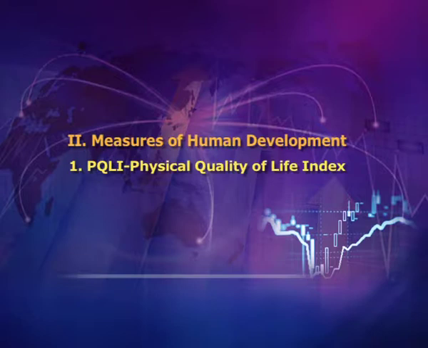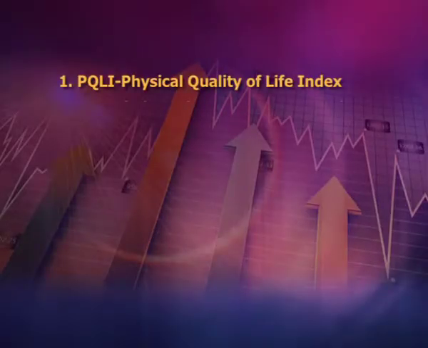The first measure of human development is PQLI, the Physical Quality of Life Index. This was developed in the mid-70s by Morris David Morris. It is an index of well-being of a nation represented by average life expectancy, infant mortality and literacy. How is this measure calculated?